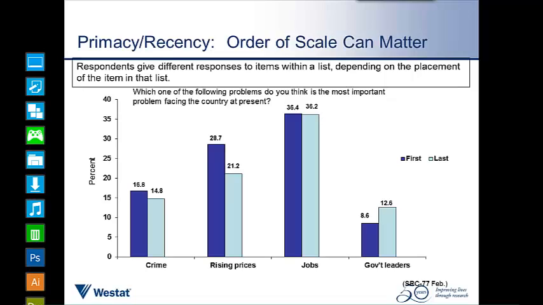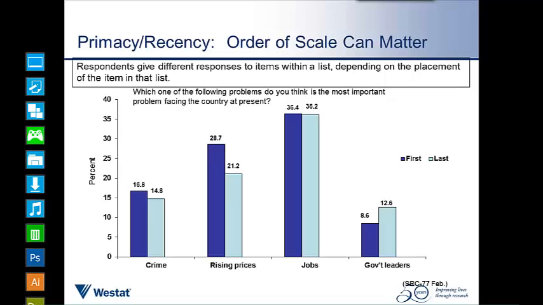And the other idea is the notion of recency, that if you're reading a lengthy list to people, let's say in an auditory or a telephone-based setting, people forget the first things that you said, and they only remember the later things that you said.